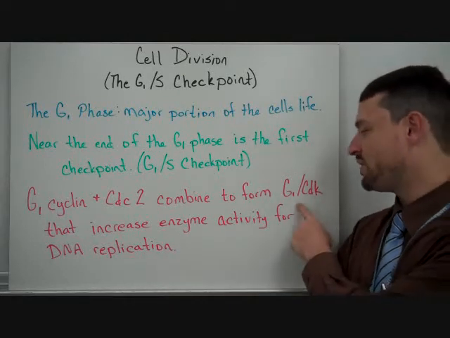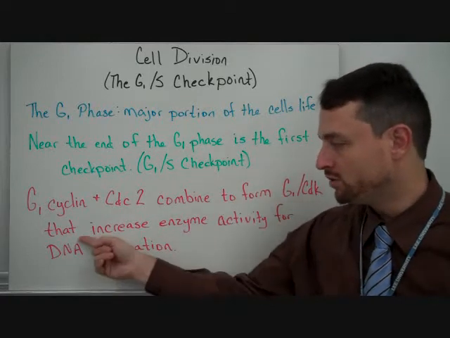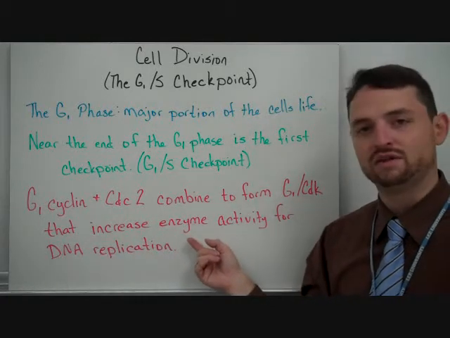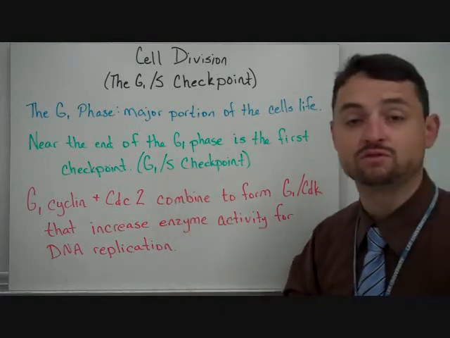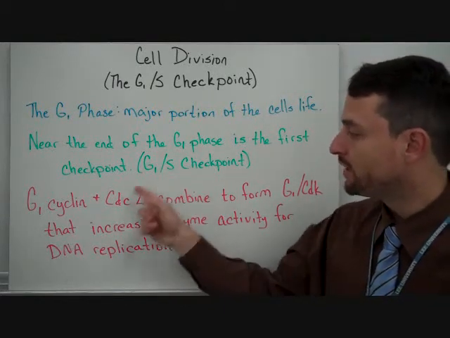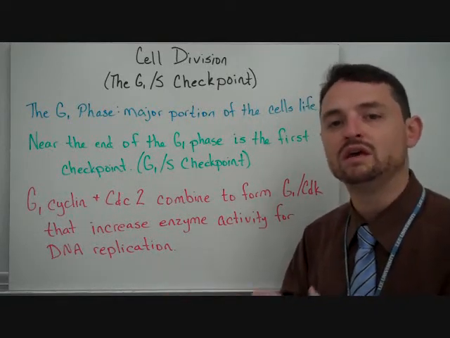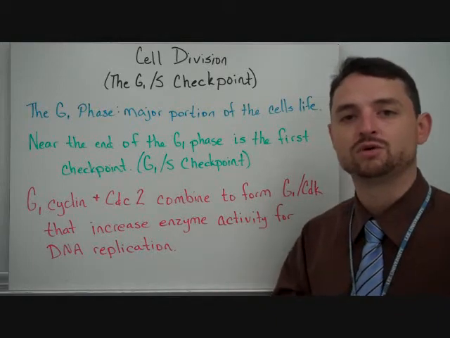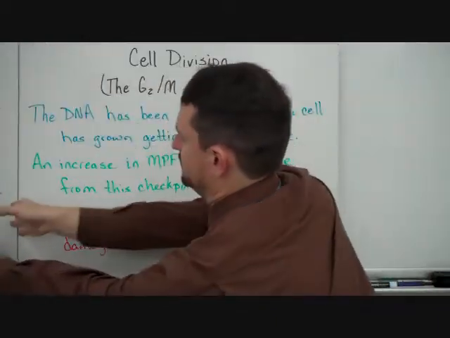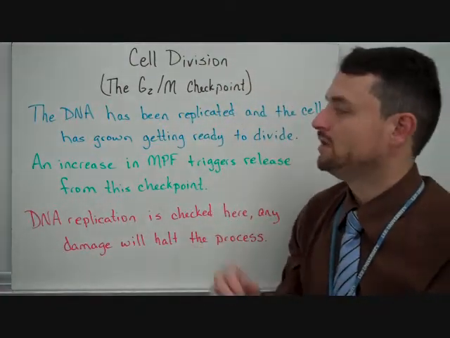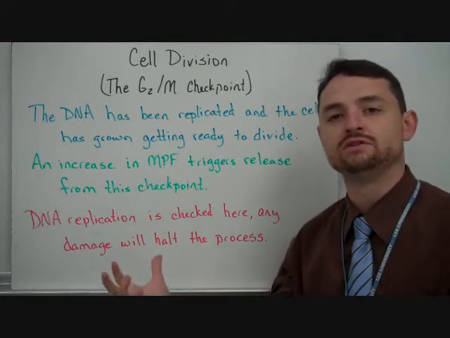So as the G1-CDK complex is formed, you will see that increase the enzyme activity for DNA replication, which is what's going to take place in the S phase. We've already found that out. So for it to leave G1 and go to S, the first thing that has to happen is for the enzymes to be present to replicate the DNA. Then once the DNA is replicated, it goes through S phase and then it goes into G2.